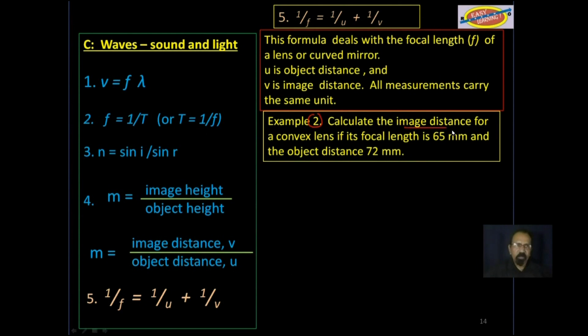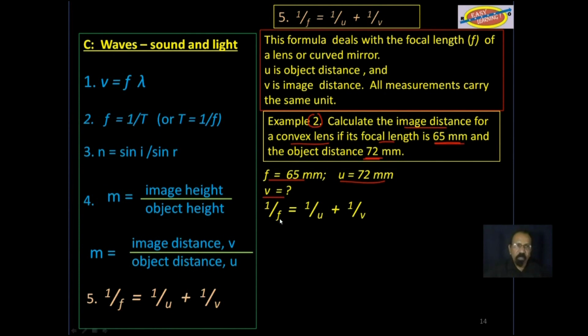Calculate the image distance for a convex lens if its focal length is 65 millimeters and its object distance is 72 millimeters. So we know the focal length is 65 millimeters. We know the object distance is 72 millimeters. We want to find the image distance.